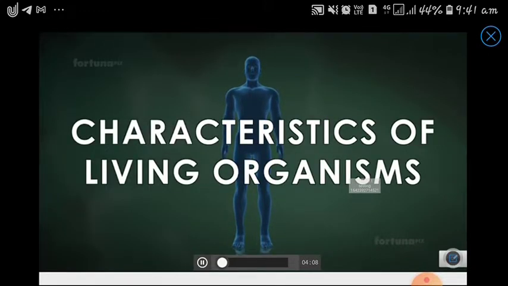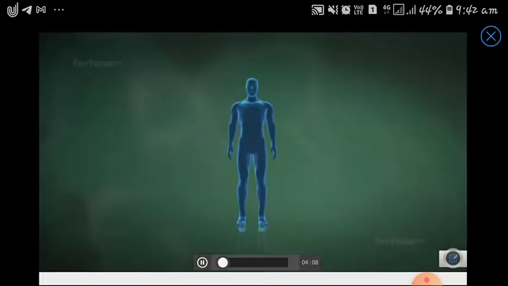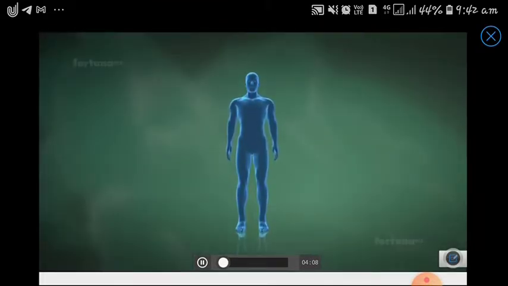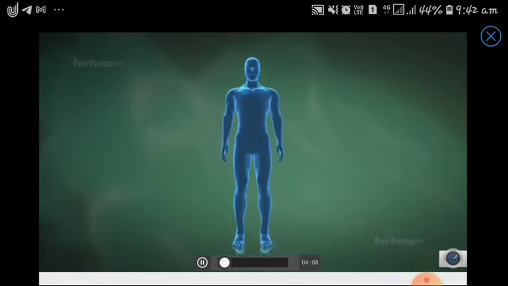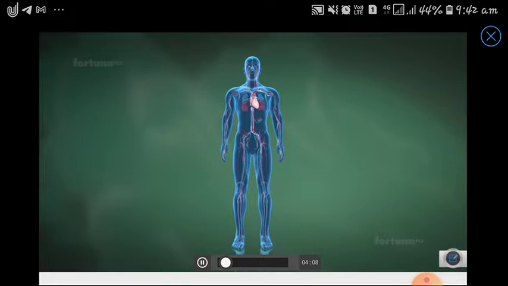Characteristics of living organisms. A living organism is characterized by the specific function it performs at some time in its life. The function of your heart, for instance, is to pump blood through your body. These functions differentiate living organisms from non-living things.